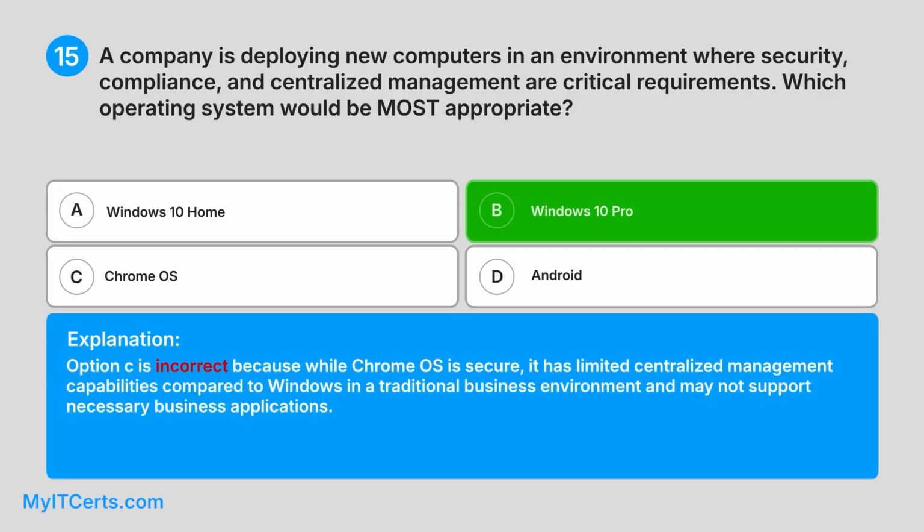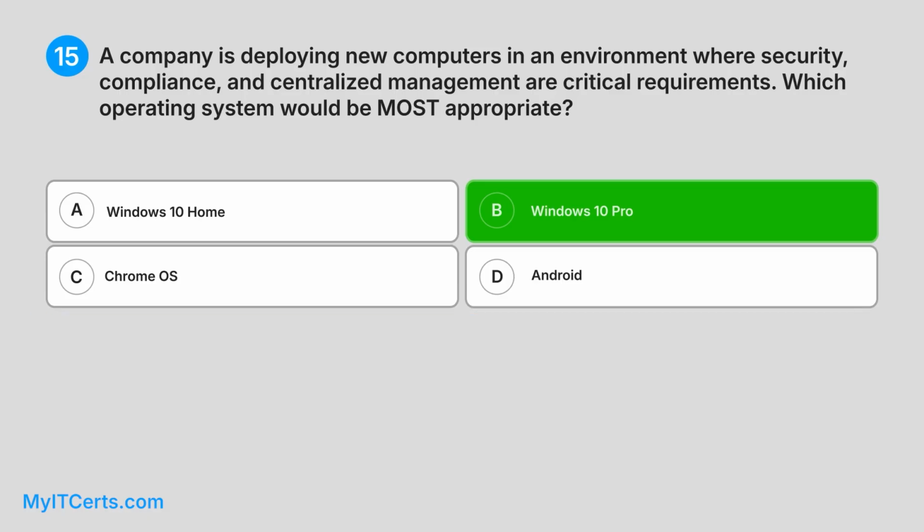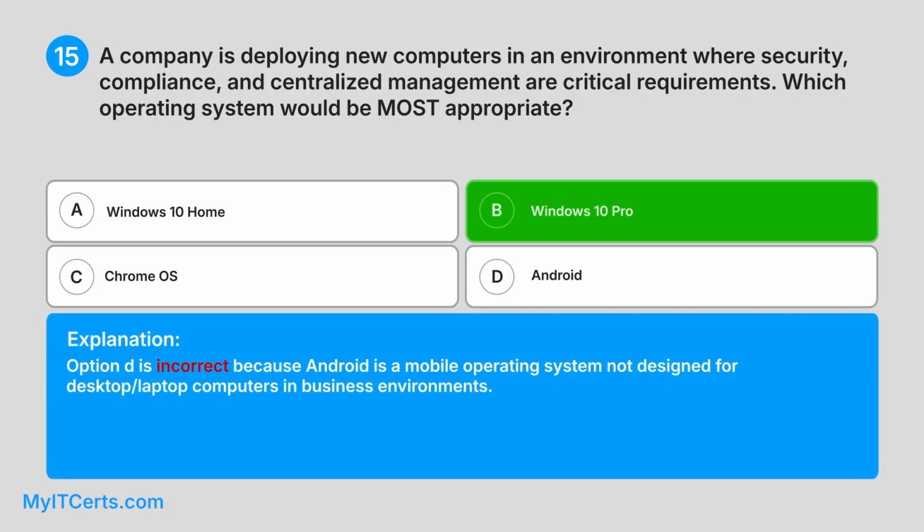Option C, Chrome OS, is incorrect because while Chrome OS is secure, it has limited centralized management capabilities compared to Windows in a traditional business environment and may not support necessary business applications. Option D, Android, is incorrect because Android is a mobile operating system not designed for desktop or laptop computers in business environments.